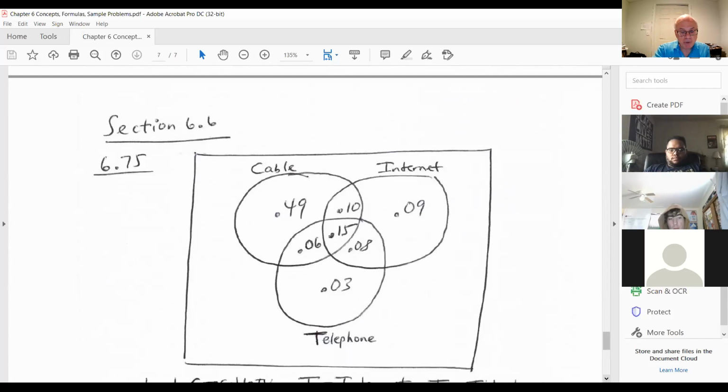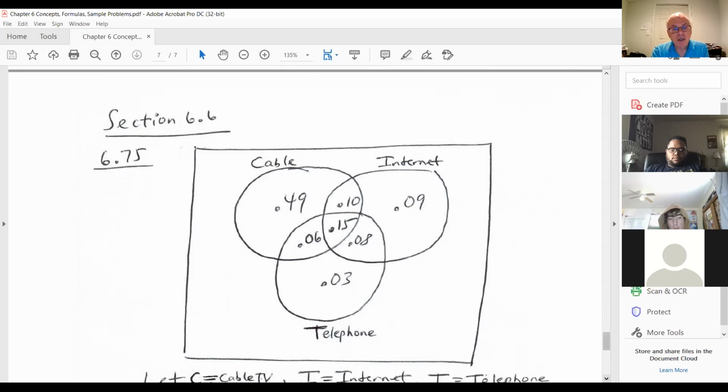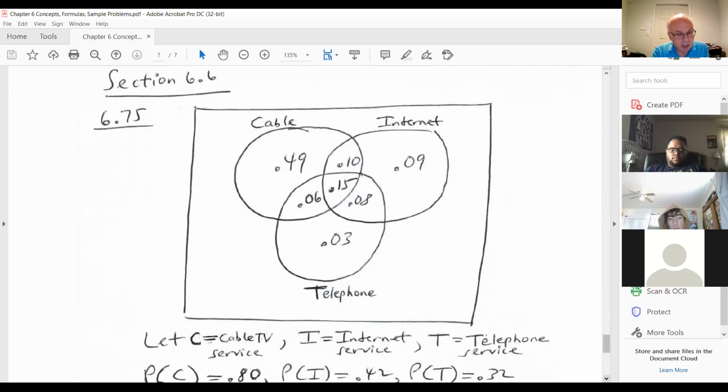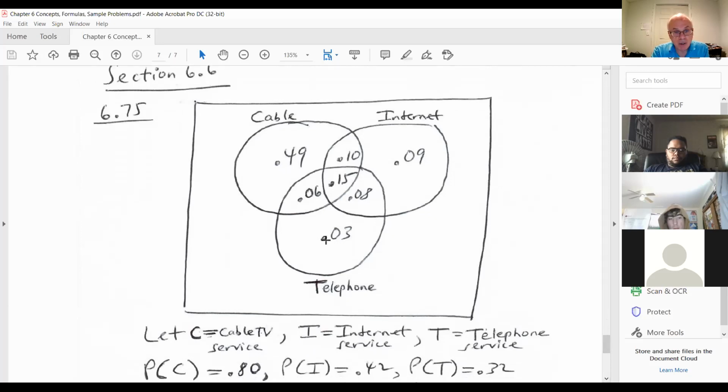And then section 6.6, I have a problem there, 6.75. And this one is one that I like to give on a test. So I'm giving you an example so that you will not go wrong. But if you don't study, you will most likely get this wrong because most students are not thinking through this logically when they see this problem. They don't do it correctly.